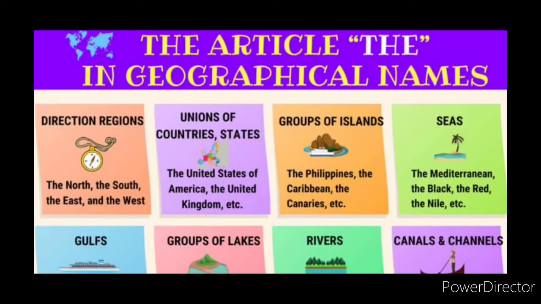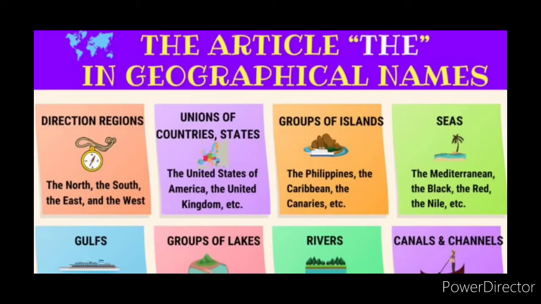Children, and also the article "the" can be used in front of geographical names. So look at the image, children. See here, the article "the" can be used to refer to directions and regions. For example, the north, the south, the east, the west. So these are all direction regions, so in front of the direction regions, we need to use the article "the."